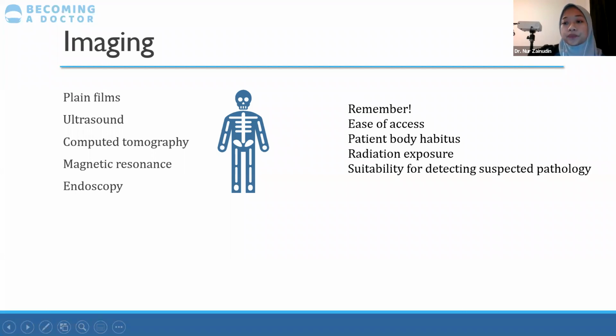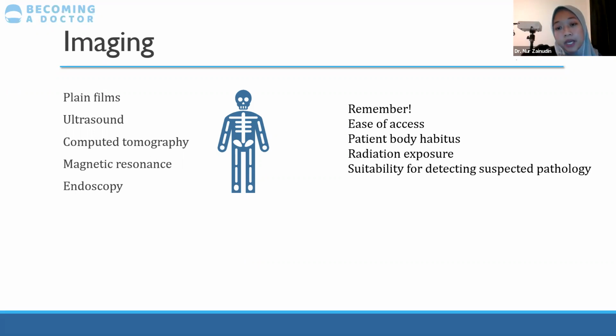Yep. So with imaging, always have to remember the ease of access. CTs take longer to happen. It will need a lot of vetting. It will need a senior to approve the request and everything. So that can delay your diagnosis.